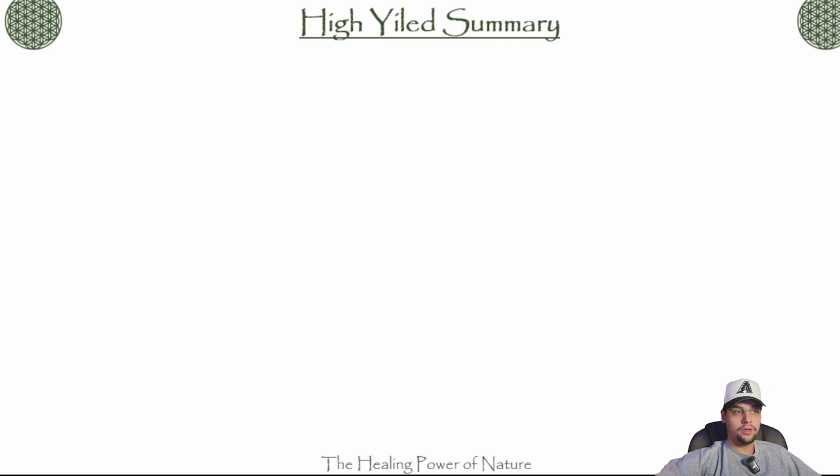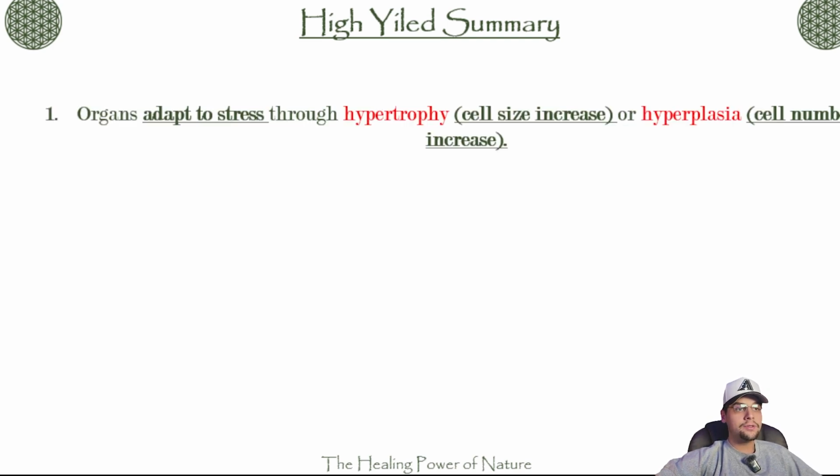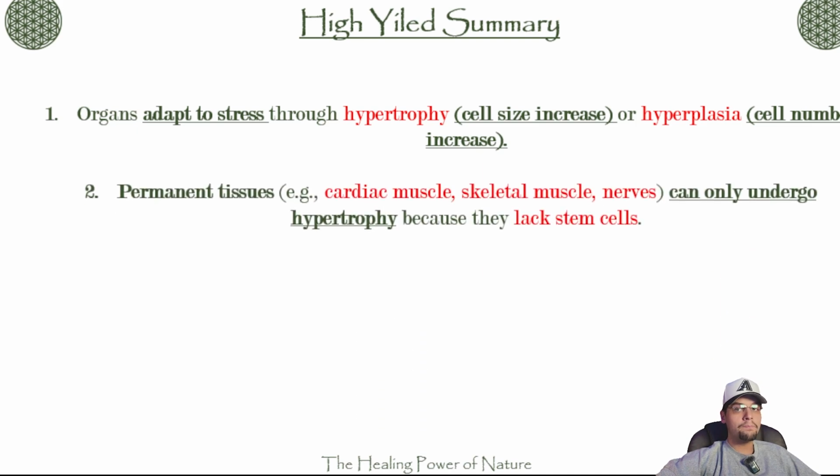So high yield summary. Let's go through a couple things. Organs adapt to stress through hypertrophy, cell size increases, or hyperplasia, cell number increases. There are permanent tissues, the 3 we talked about today: cardiac muscle, skeletal muscle, and nerves. These can only undergo hypertrophy, all right, because they lack stem cells. They cannot produce new cells.